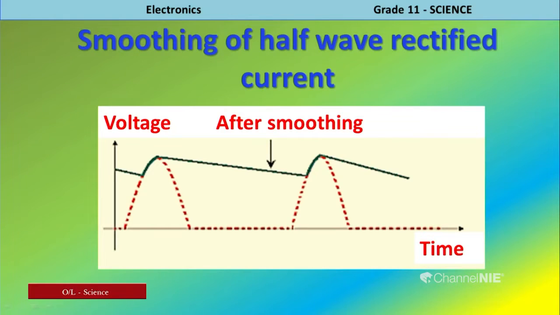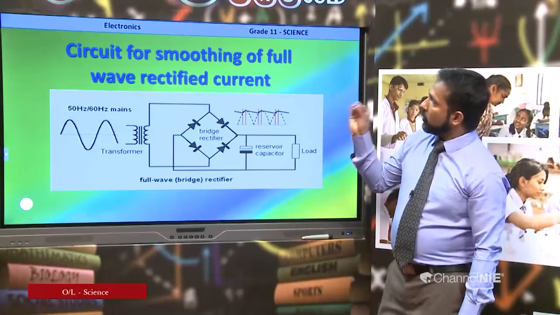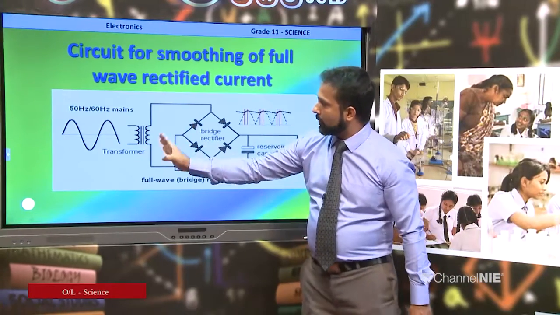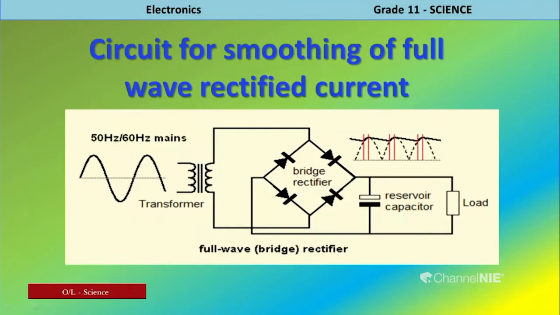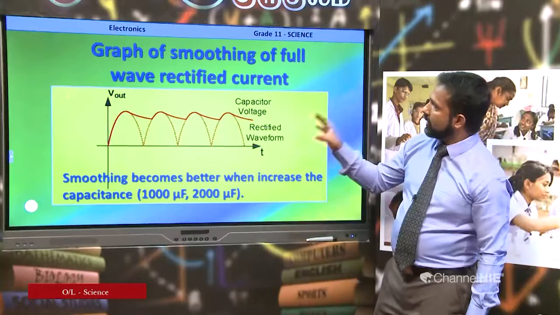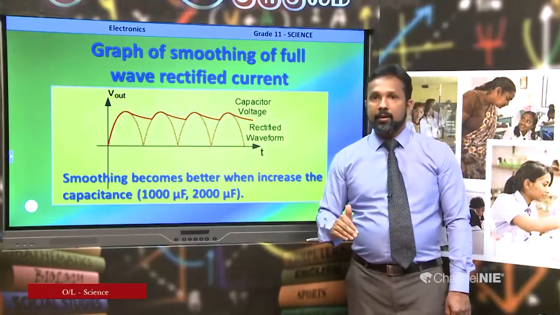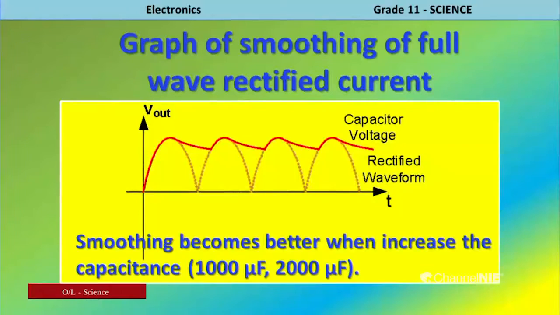Variation minimizers. Circuit for the smoothing of full wave rectified current. AC, step down transformer, rectifier bridge. Here also we have to connect the capacitor parallel to the output terminals. So here this is the wave pattern of the smoothing current after the smoothing. The variation is very much low. Here smoothing becomes better when increasing the capacitance.